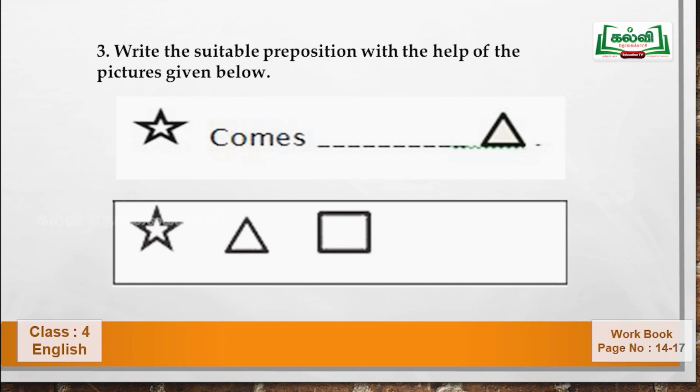We have three pictures: star, triangle and rectangle. Now the question is, star comes dash the triangle. Find out the preposition and fill in the blanks with the right preposition.